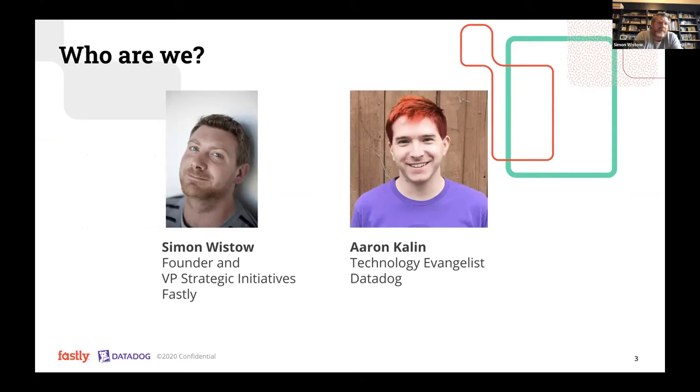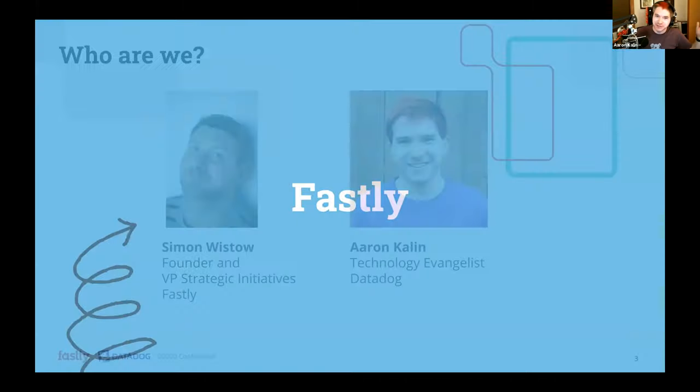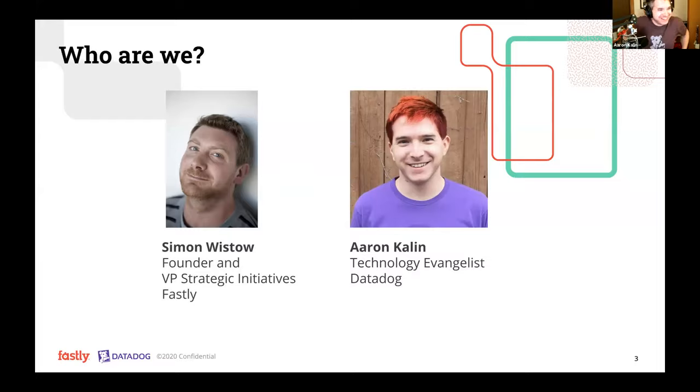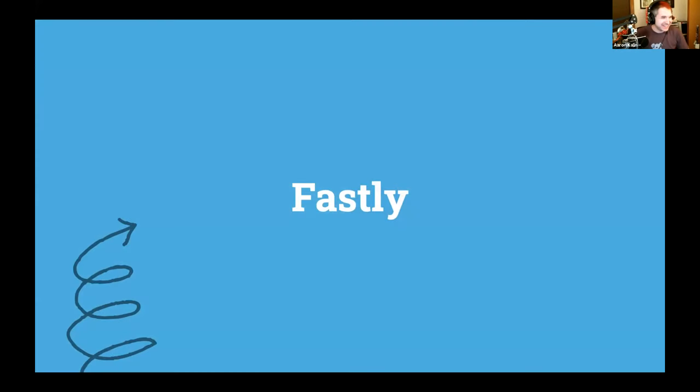Hi, my name is Simon Wistow. I'm a founder at Fastly, and I've done a lot of jobs there, but my current job title is VP of Strategic Initiatives. And hi there, I'm Aaron Kalin. I'm a technology evangelist over at Datadog. I like talking to people about computers and tech in general.